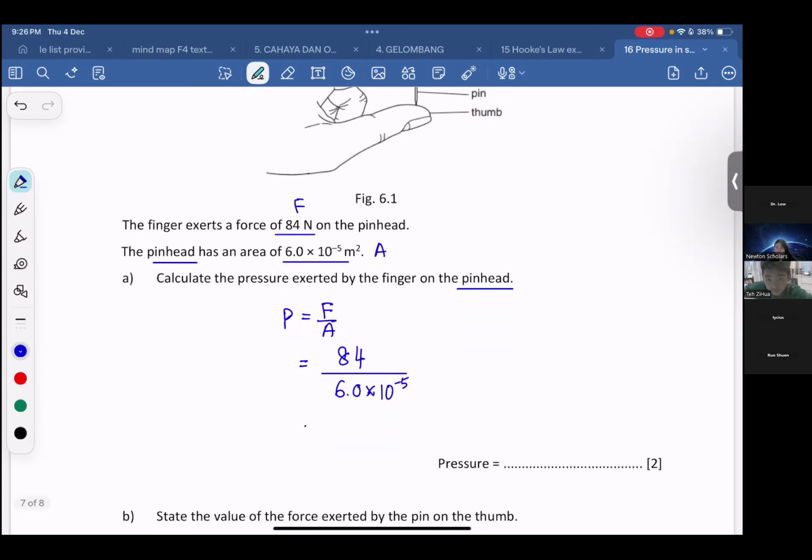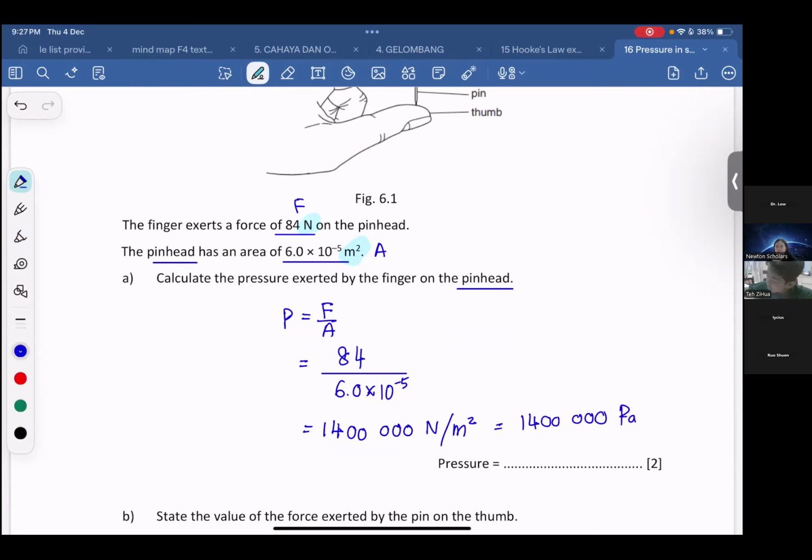Okay, then after that, if you do the calculation, for my answer here I record 2 significant figures. I will get Newton per meter square. Be careful, here is meter, here is Newton. Or I can say that 1400000 Pascal, also no problem.